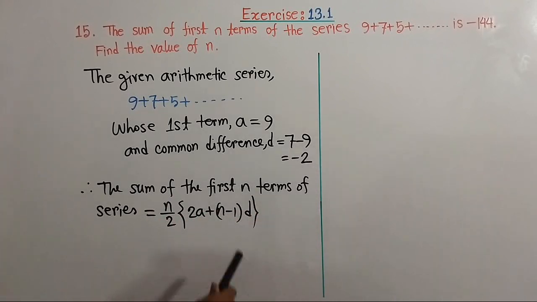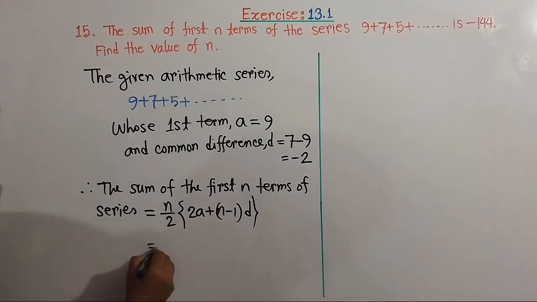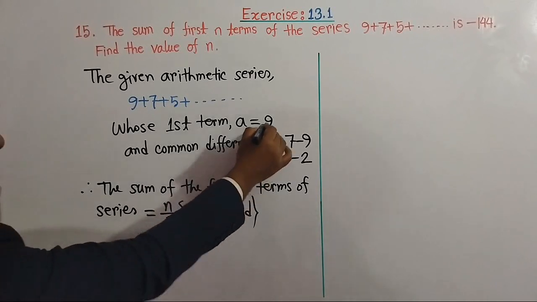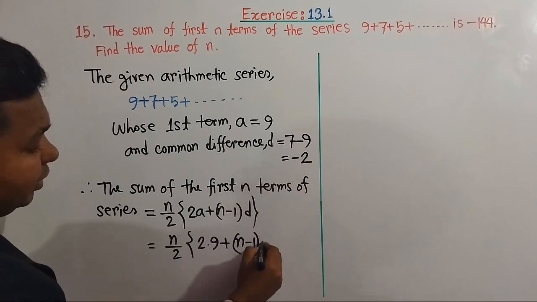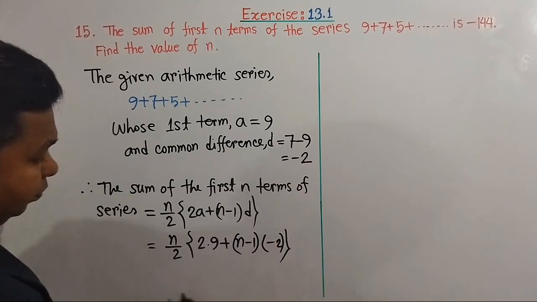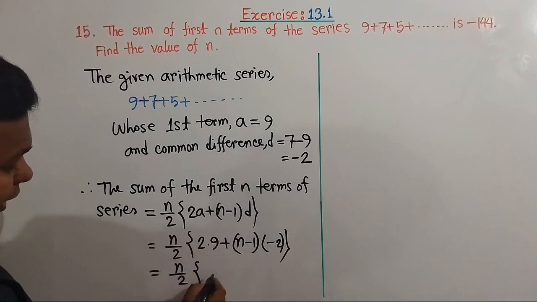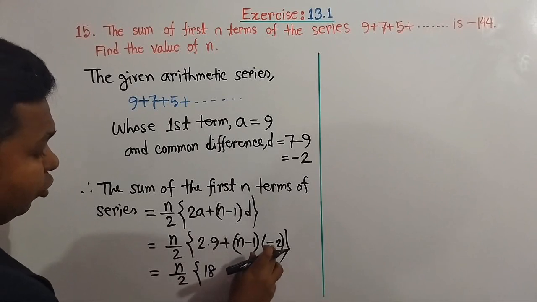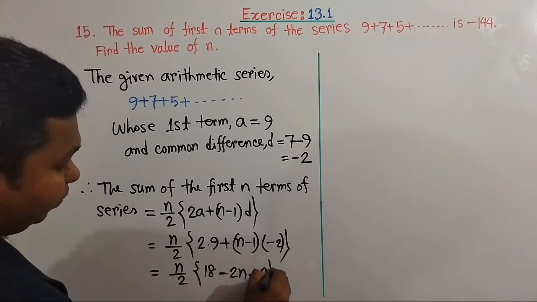Here the value of a is 9 and the value of d is minus 2. So n by 2, here 2 into a is 9 plus n minus 1 into d, and d is minus 2, equal to n by 2, 2 into 9 equal to 18, here plus n minus 1 into minus 2, so minus 2n, minus makes plus, 1 into 2 equal to 2.